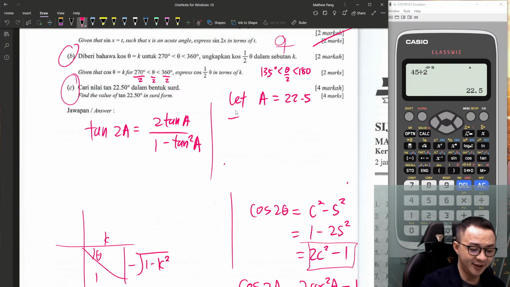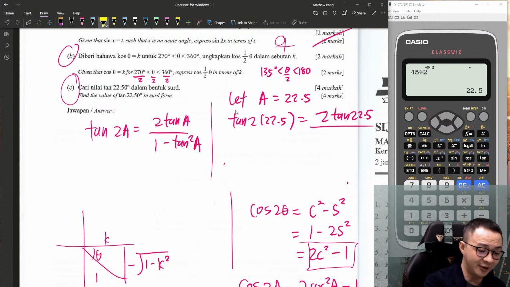Then you can see this is tangent 2 times 22.5 equals to 2 tangent 22.5. Now I have tangent 22.5 already, right? Which is what they want in this question. Over 1 minus tangent square 22.5.